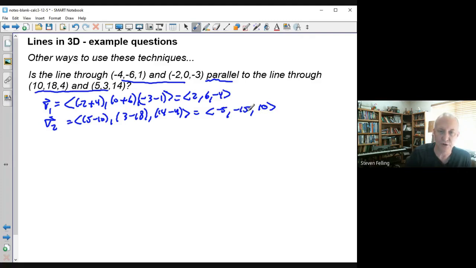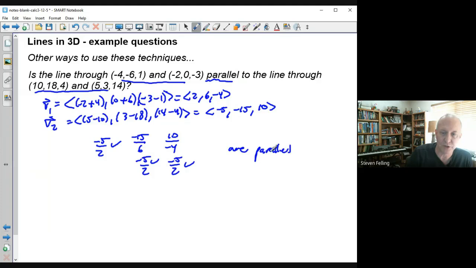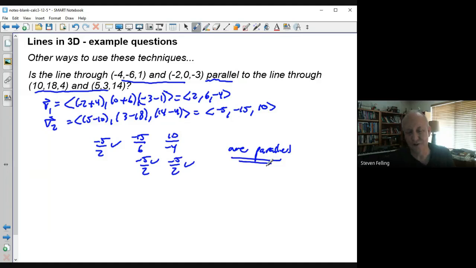Looks like the numbers are bigger here. So let's figure out what the scale factor is to go from V1 to V2. So for x, it would be -5/2. For y, it would be -15/6. And for z, it would be 10/-4. And in fact, all of those simplify to -5/2. So in fact, the scale factor is the same for all the components. So the lines through these points, in fact, are parallel, because one is a scalar multiple of the other for all the components. Those are parallel. So we didn't really need the techniques from this section to do that.